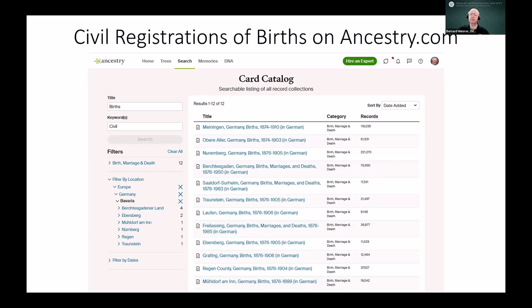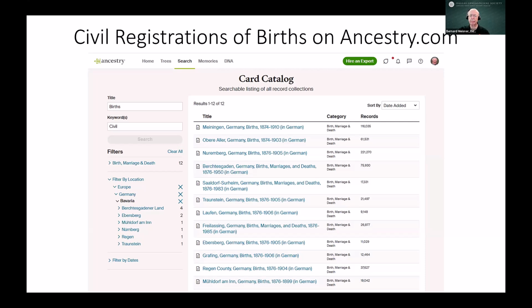And here you can look on Ancestry. This is a recent screen capture. And I'm looking for birth, marriage, and death records. I picked the location of Germany and then Bavaria, and then said I'm looking for a title of births and the keyword of civil, as in civil registration, and it'll show me these are the records that Ancestry, which is a subscription site, although most libraries have free access to it, as do family history centers. You can see this is what they have.